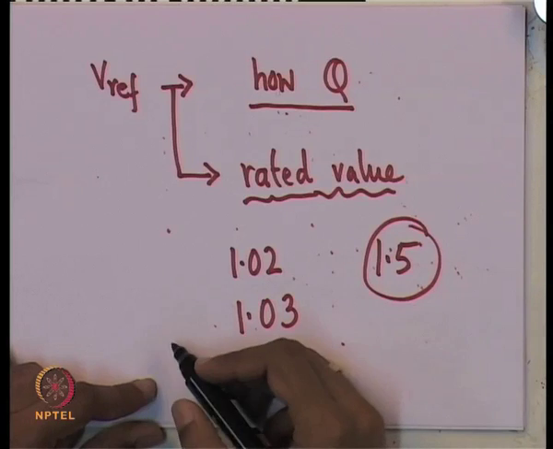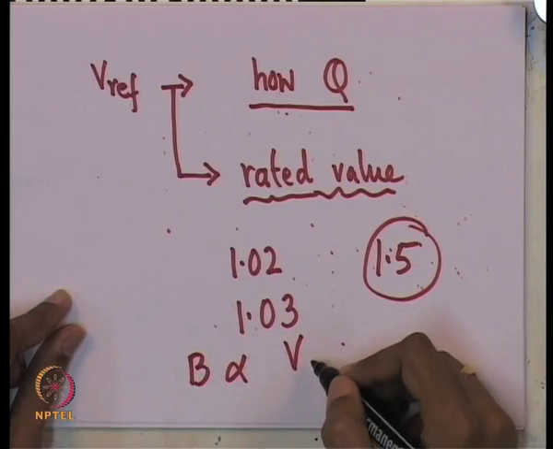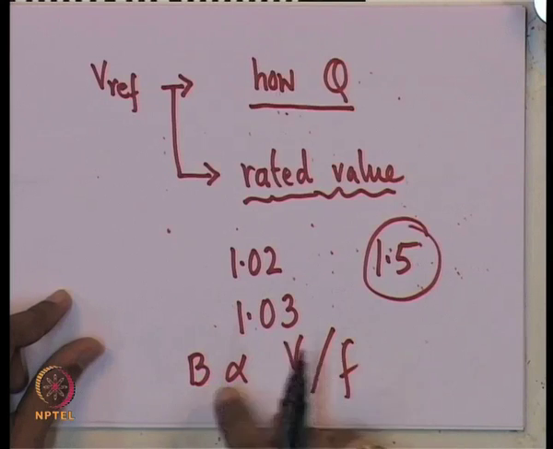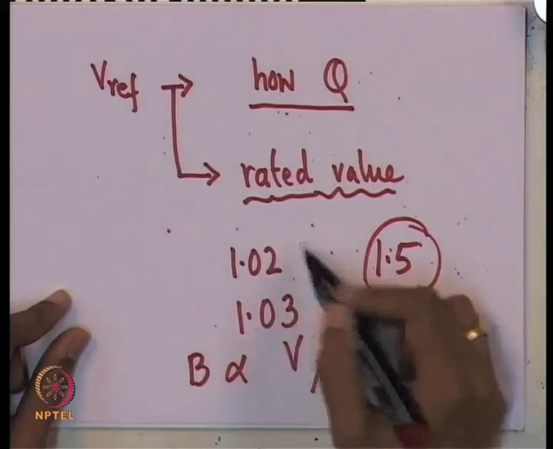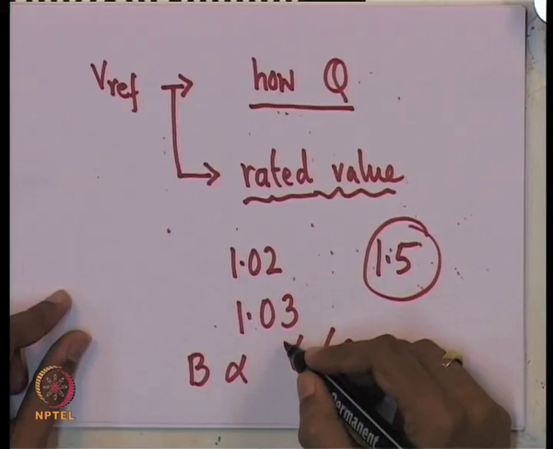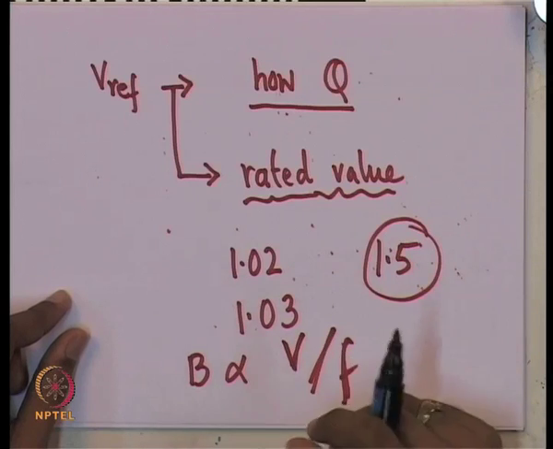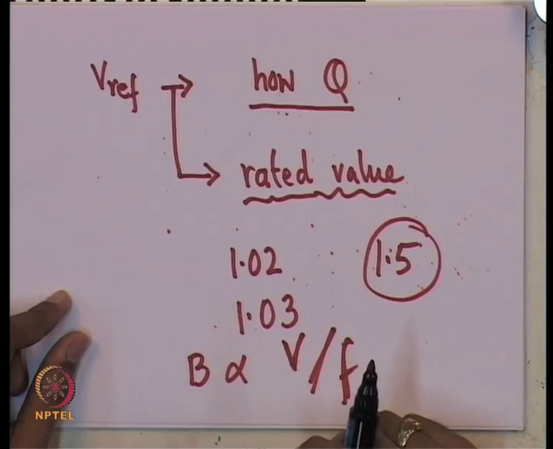Remember the flux densities in the core are going to be dependent on the voltage of the machine divided by the frequency of the machine. So, in steady state B will be proportional to V by F. So, one of the reasons why you cannot make VREF too large is that you will go into saturation. If you go into saturation, the machine becomes nonlinear. If the flux level increases, it will increase the heating in the machine as well. So, that is one of the major points which you should remember when setting VREF.